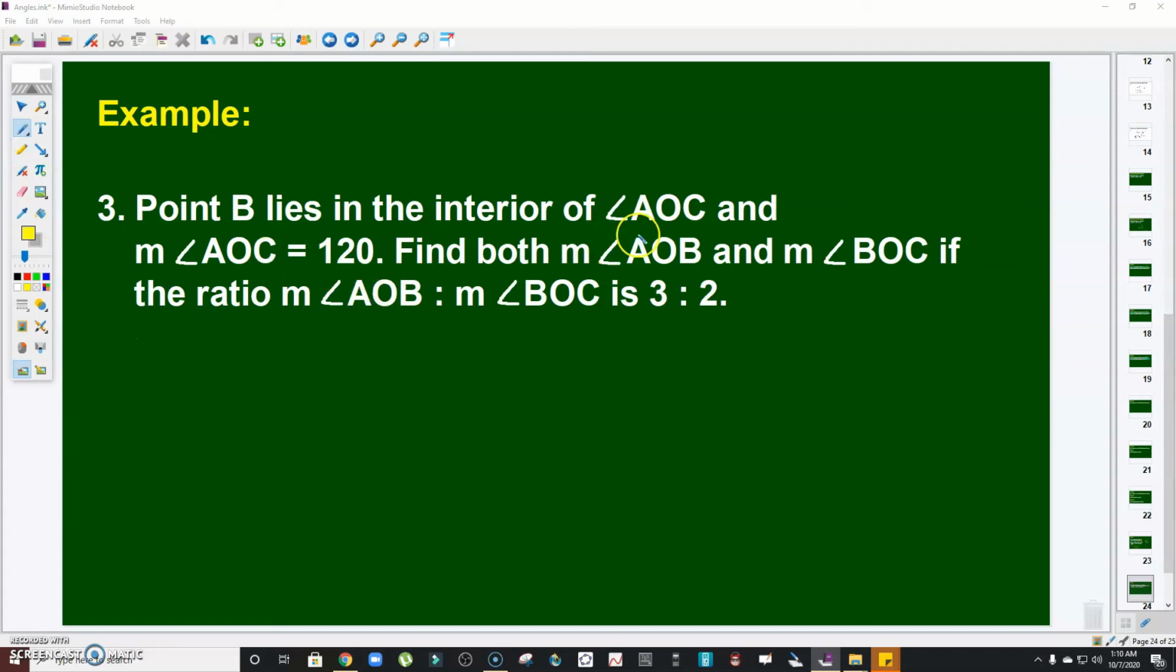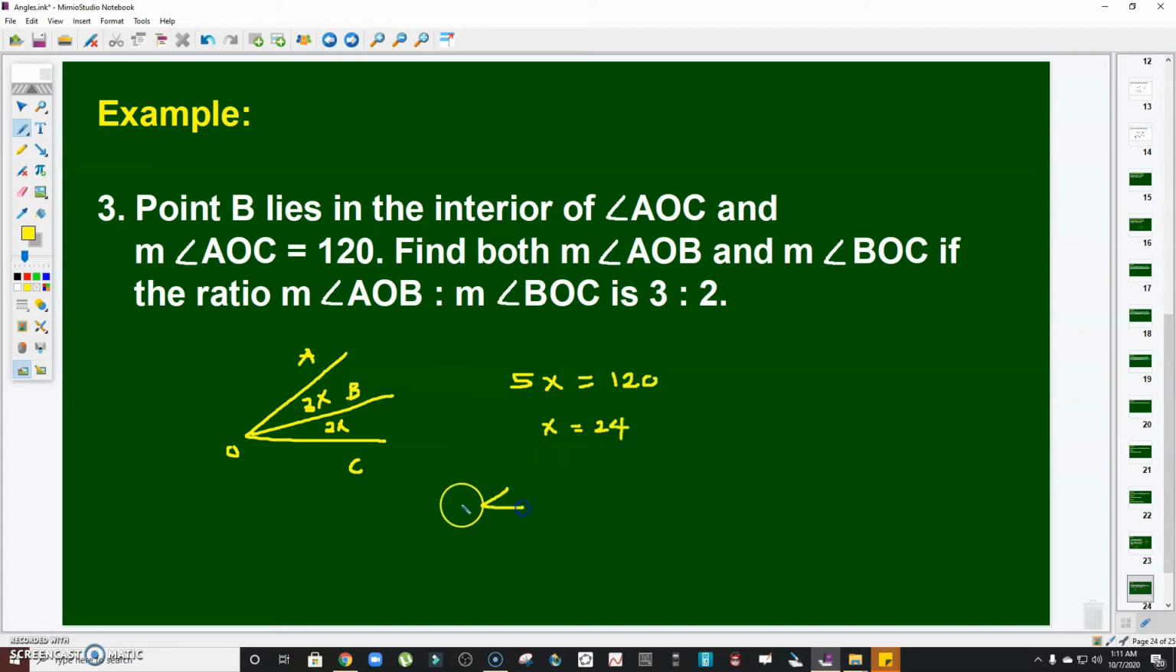Alright? So, ang sinabi lang dito, B is in the interior. So, therefore, kung ganito yung illustration natin, this is B kunyari, AOC. Alright? So, ang ratio niyan, 3:2. Alright, so let me use X. Okay, then ang sum nila is 120. Right? So, that's simply 5X equals 120. Okay, and 120 divided by 5 is simply 24. Alright, so X equals 24.